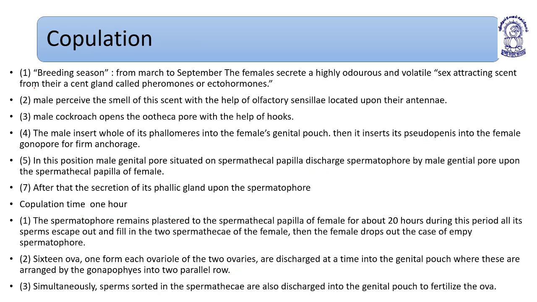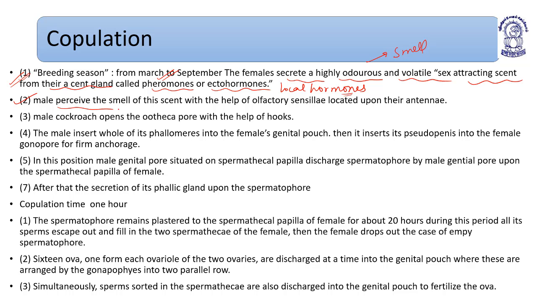Now, population. Breeding season. What is the breeding season? It extends from March to September. The females secrete a highly odorous and volatile sex-attracting scent from their scent glands, called pheromones or ectohormones. These are local hormones secreted by the sex-attracting glands.